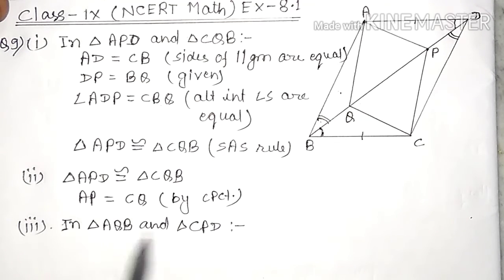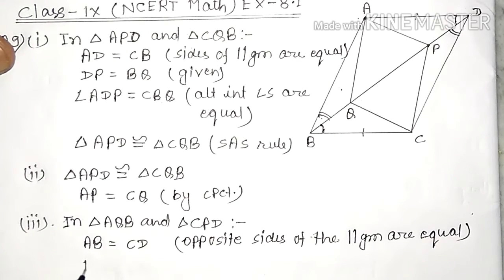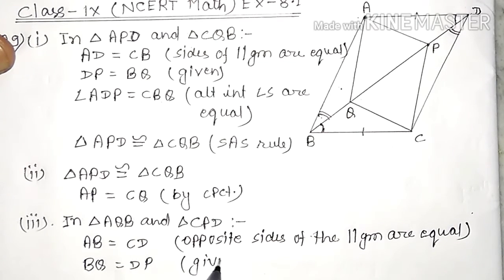In triangle ABQ and triangle CPD, AB is equal to CD. Why? Opposite sides of the parallelogram are equal. BQ is equal to DP. It is given in the question. And angle ABQ is equal to angle CDP. Why is it equal? Alternate interior angles.